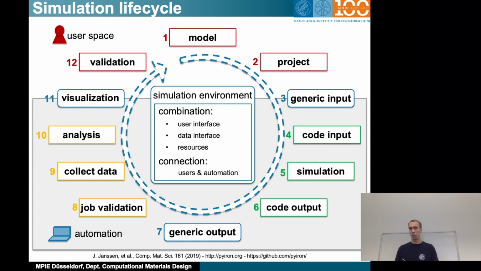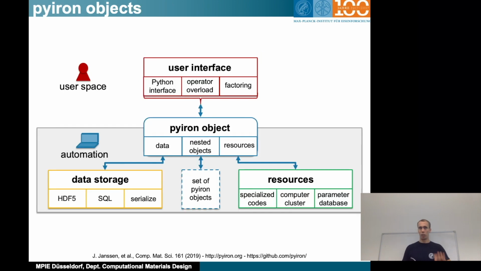And internally, this is realized by an object-based model. So each pyiron object is connected to the user interface, to resources and data storage. The user interface works for the nice representation inside the Jupyter notebook. We use quite a few fancy features, right, to reduce the number of commands, auto-completion, and so on, the user has to remember. The resource interface connects to parameter databases, the computing clusters, the queuing systems, and the specialized codes.